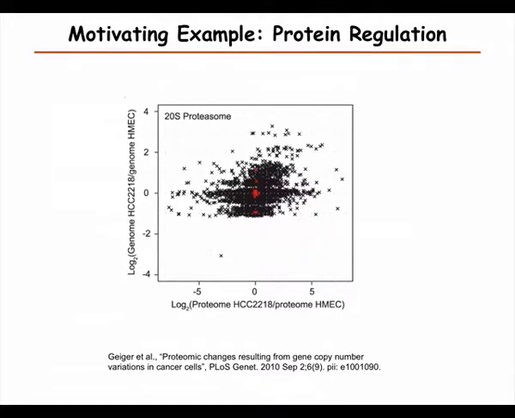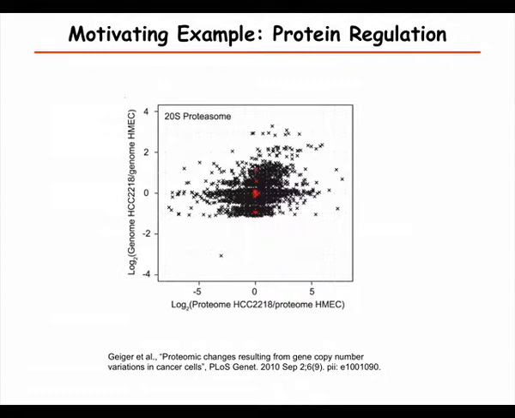So one thing that one often can see, this now is looking at copy number variation. On the y-axis, you have the changes in copy number for different genes, and on the x-axis the changes in protein abundance between two different cell types. As you see, there isn't much correlation between copy number changes and changes in the proteome levels.